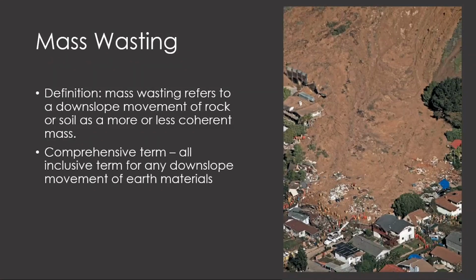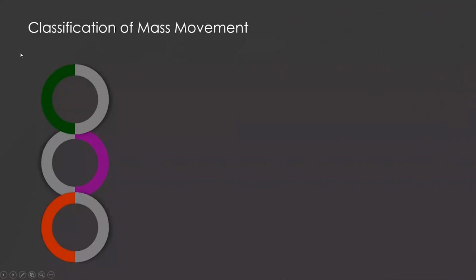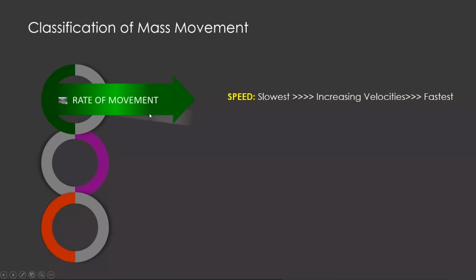Mass movement, or mass wasting, is a comprehensive term representing all the downslope movement of material under gravity. That is a simple definition, and there are a number of different varieties of mass wasting. If you see the major classification of mass wasting, we classify it based on three different parameters.